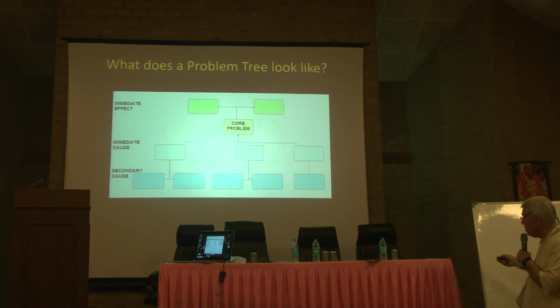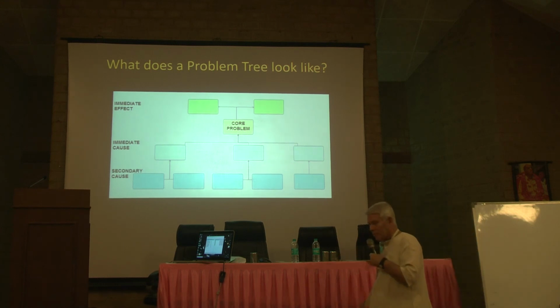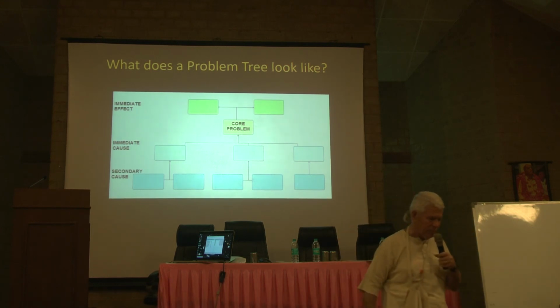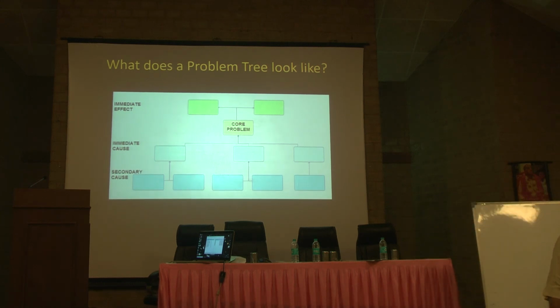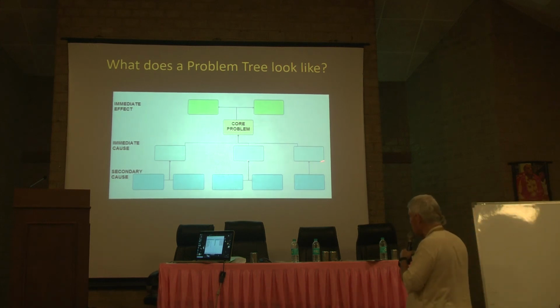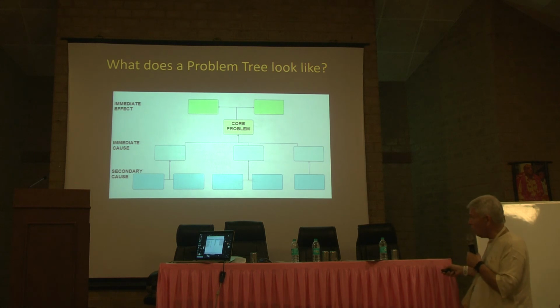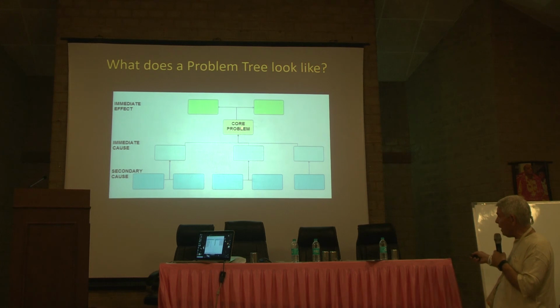So this is, say, the core problem that you're trying to address: students becoming addicted to alcohol or drugs, right? So that's a core problem. So what are the immediate causes for that core problem? What are secondary causes that lead to these causes? What are the effects of this problem?